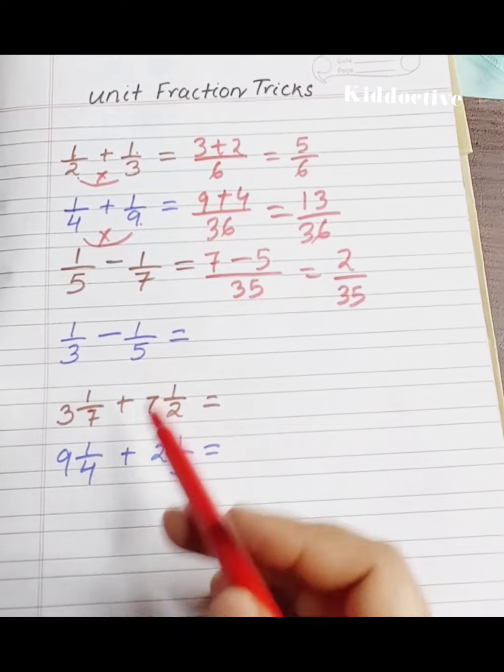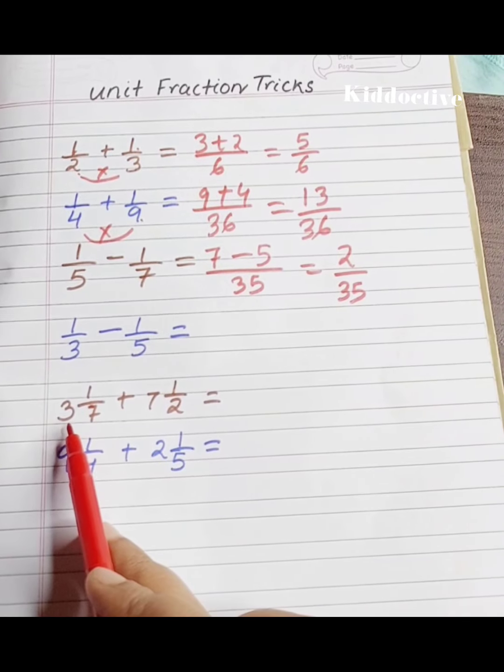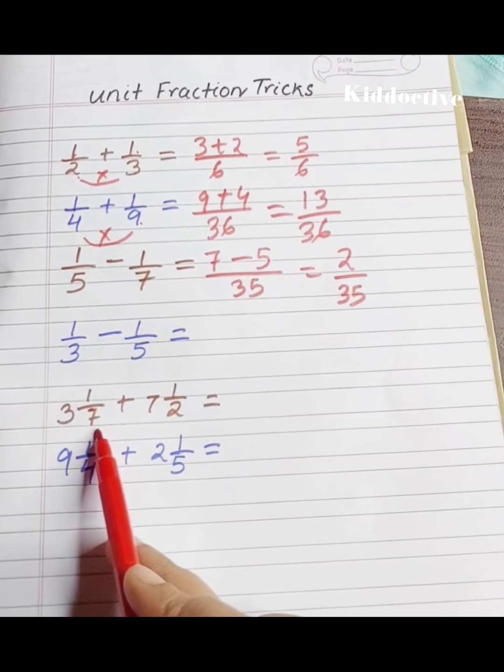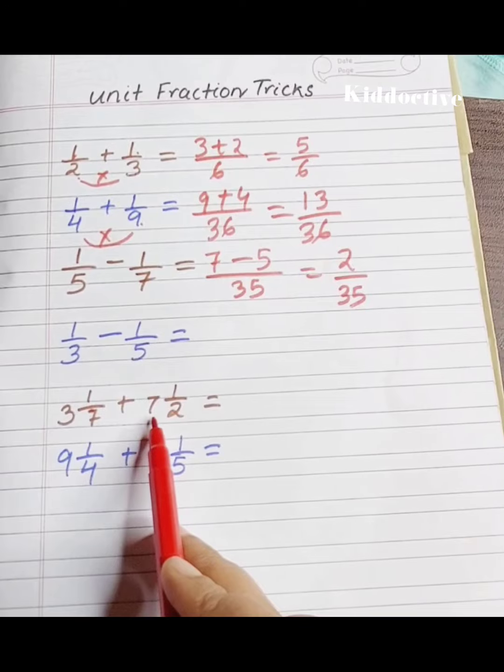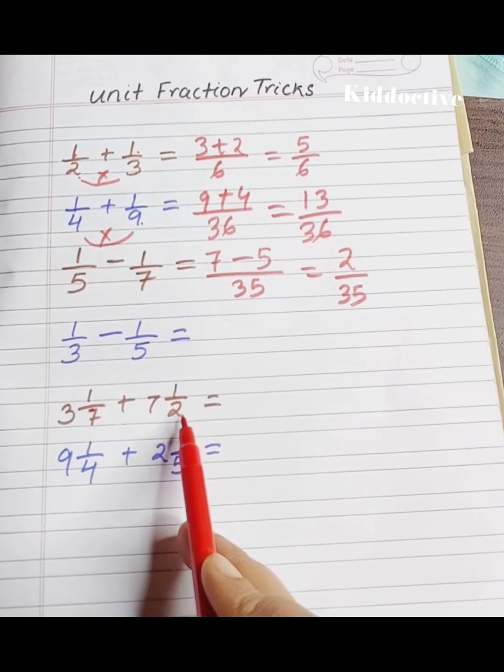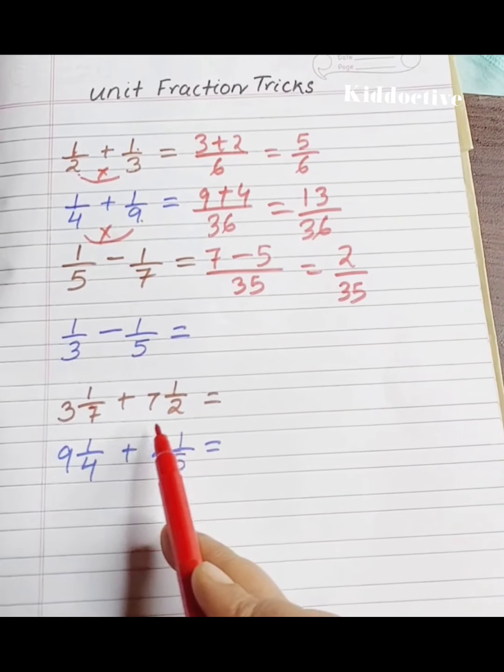So you can do it. The whole number is there, 3 and 1 upon 7. And here 7 is the whole number and 1 upon 2. So this is a mixed fraction addition.